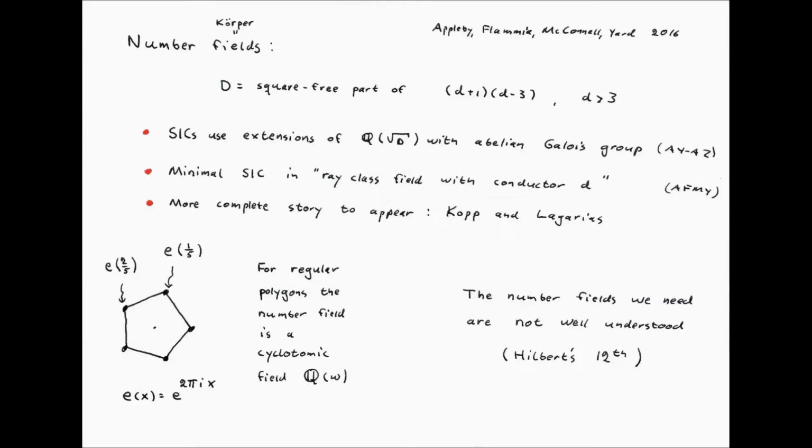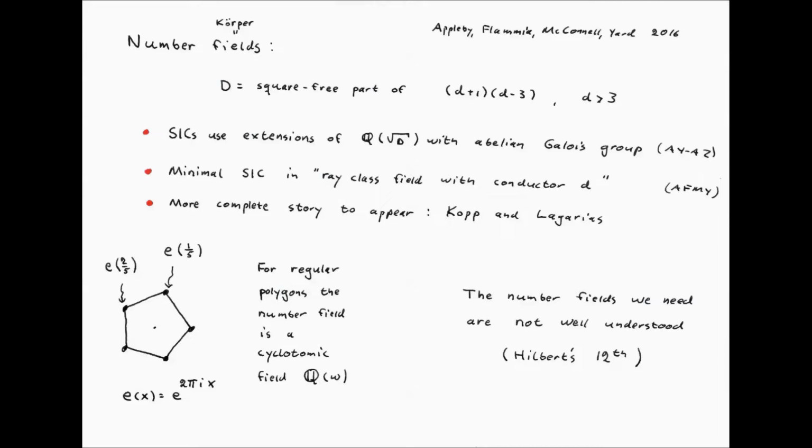In this paper, they were being much more precise. In every dimension, there's a minimal SIC, which is constructed using a "ray class field" with conductor d. I have this in quotes because I'm not going to explain what this is, but the main point is that these things are known to mathematicians, and computer programs like Magma have algorithms that will produce them for you if you specify the quadratic field and if you specify the conductor d, which happens to be the dimension. So that means we know the number fields that are relevant here.